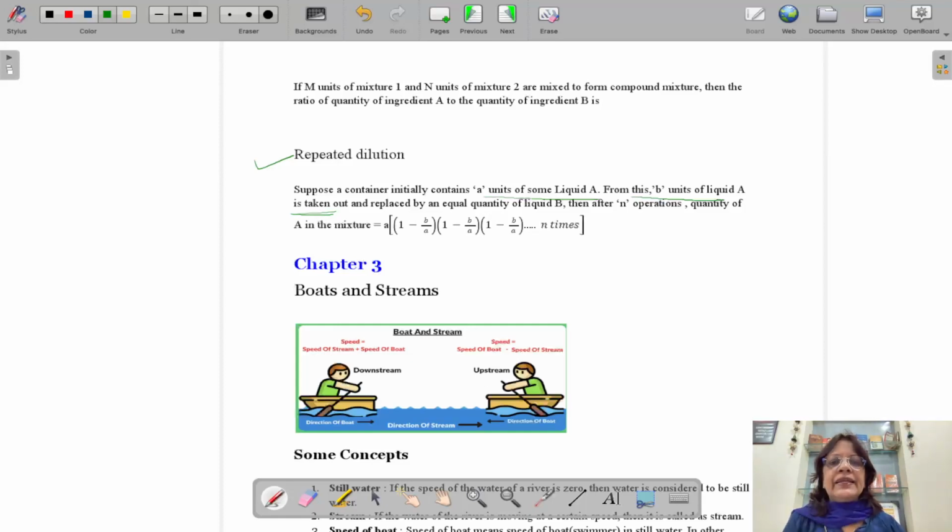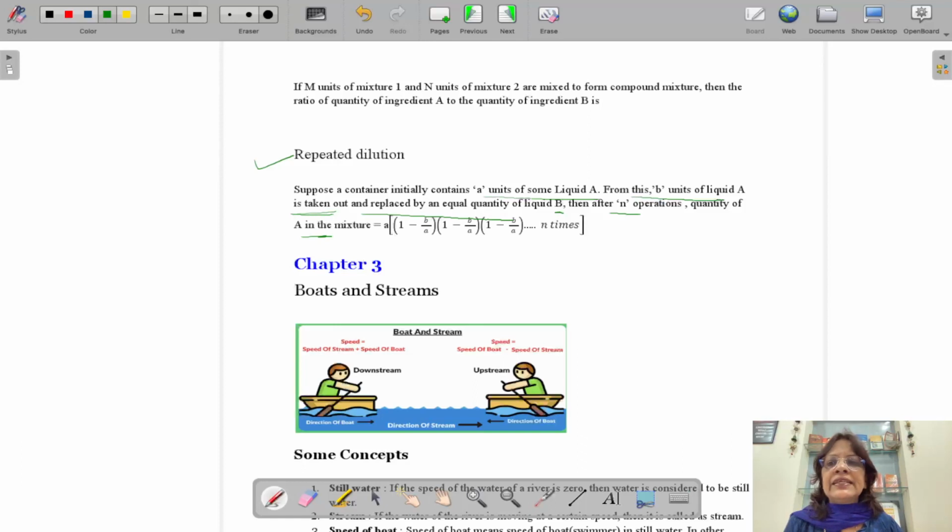So what we do is, the container contains A units of liquid. From that, we are taking out B units of liquid A and replacing it by an equal quantity of liquid B, some other liquid, to make it dilute. And then after n operations, what is the quantity of A in the mixture? So this process is repeated.